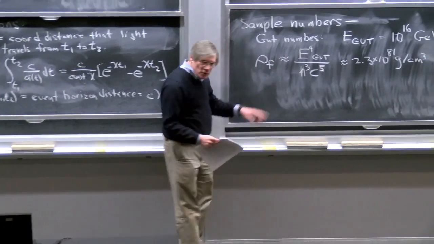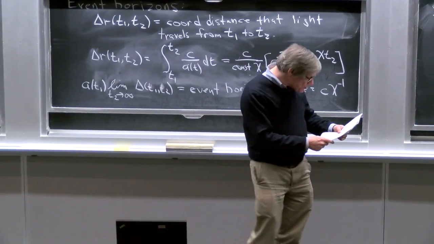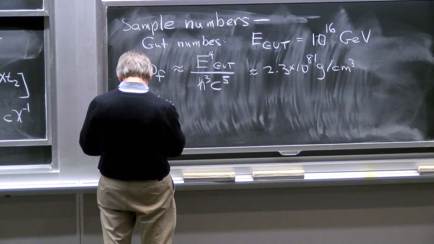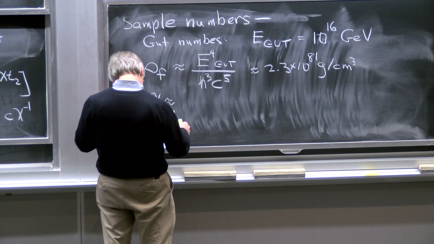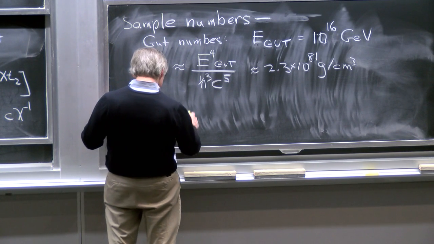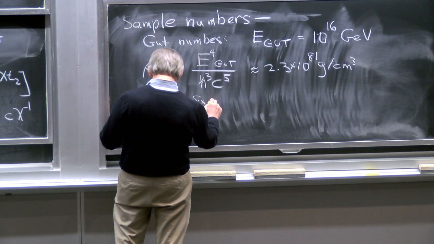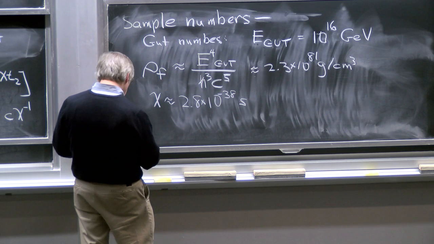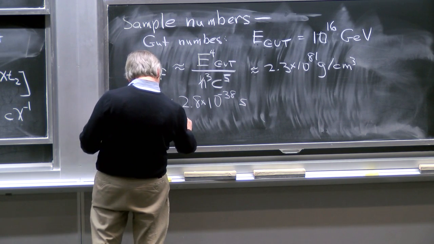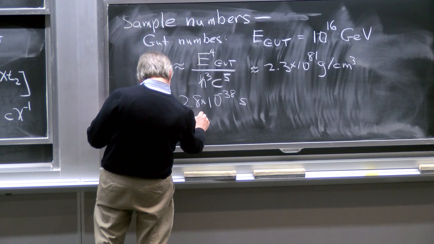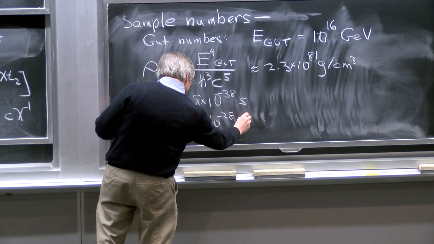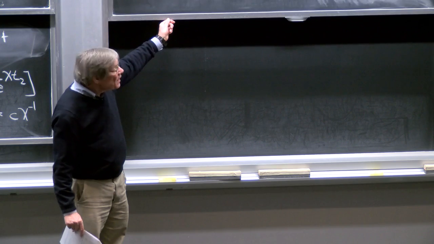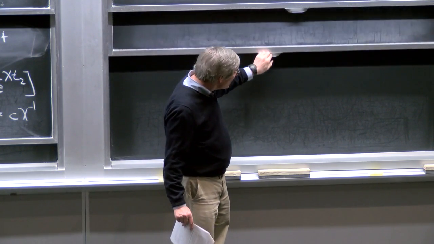And if one puts this into the formula for chi, the exponential expansion rate, chi turns out to be about 2.8 times 10 to the minus 38 seconds. And c times chi inverse, the Hubble length, turns out to be about 8 times 10 to the minus 28 centimeters. So all these numbers, of course, are off scale by human standards. And that's just a feature of the fact that grand unified theories are off scale by human standards.